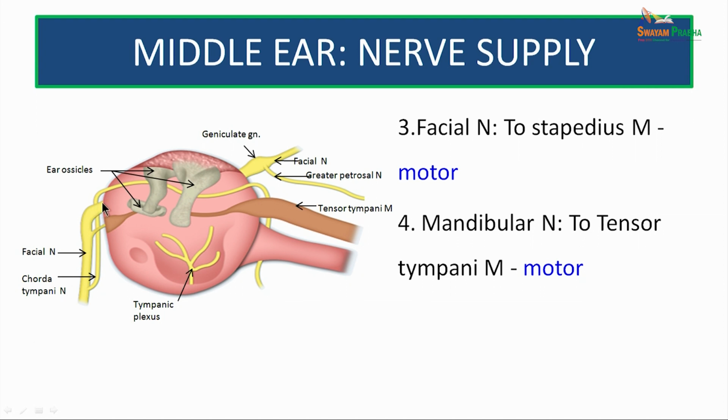The facial nerve supplies the stapedius muscle, and it is basically a motor supply. The tensor tympani muscle is supplied by the mandibular nerve of the trigeminal.